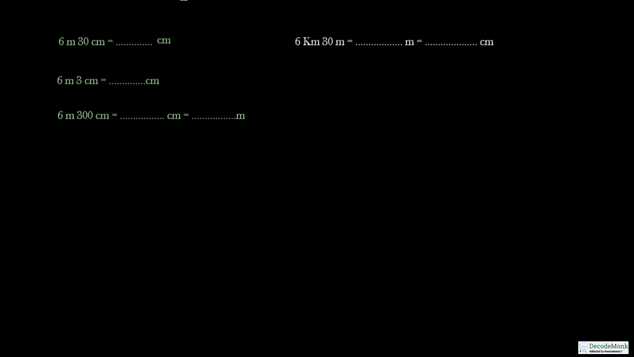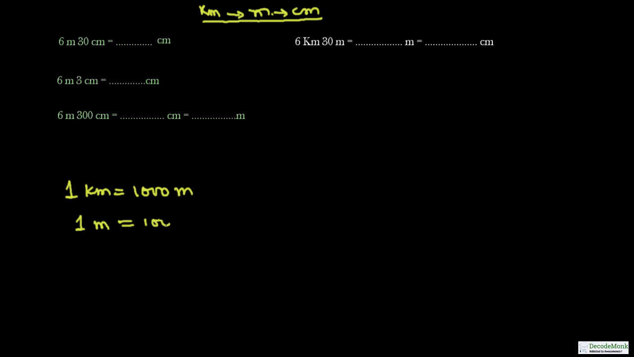Now let us discuss the relationships between kilometer, meter and centimeter. We know that 1 kilometer equals 1000 meter and 1 meter equals 100 centimeter. Before solving this question, pause the video and try for yourself, then revisit the video.